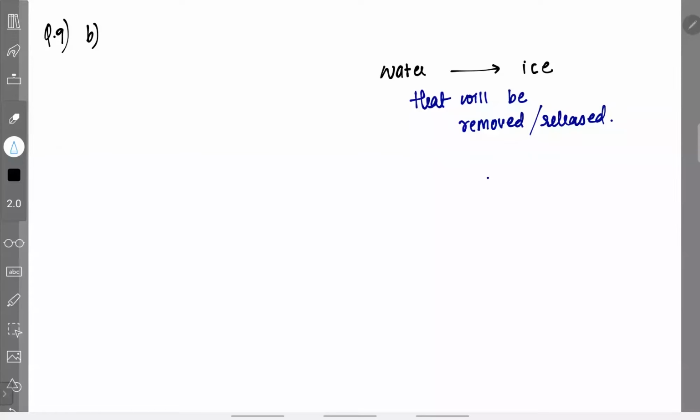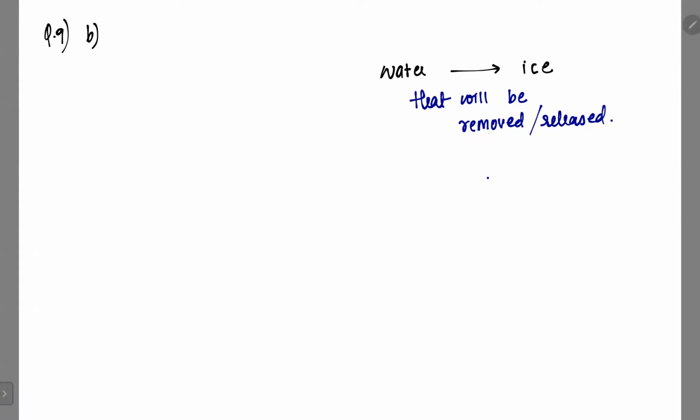Water will release heat because liquid ammonia will take that heat from water. What exactly happens is the heat removed or released from water goes to liquid ammonia, and liquid ammonia vaporizes. It gets converted into ammonia vapor.